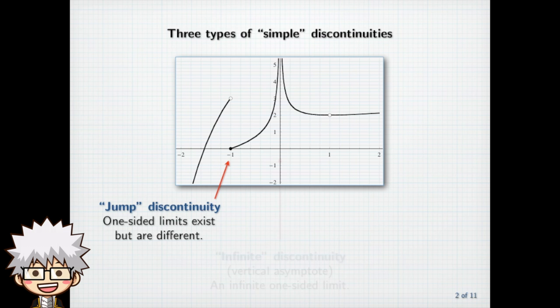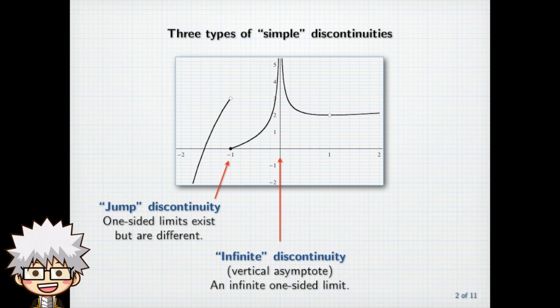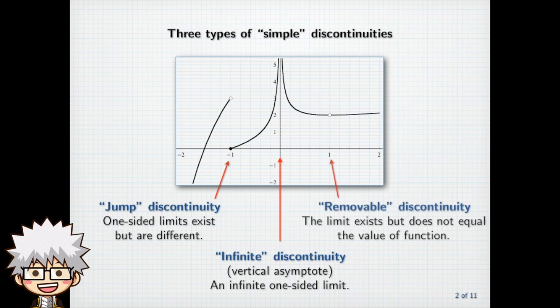The function has an infinite discontinuity at x equals 0. Infinite discontinuities are associated with vertical asymptotes, which occur when at least one of the one-sided limits is plus or minus infinity. At x equal to 1, this function has a removable discontinuity.